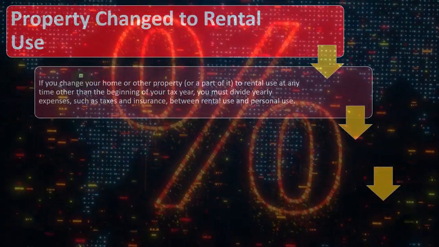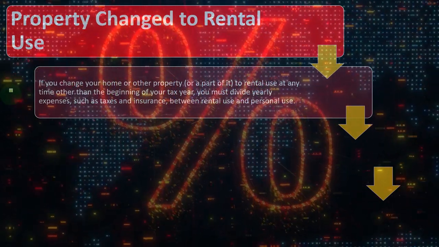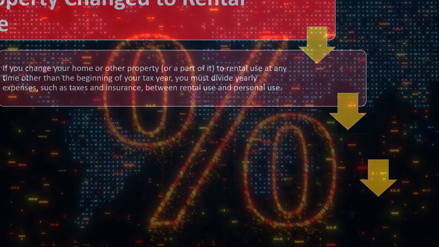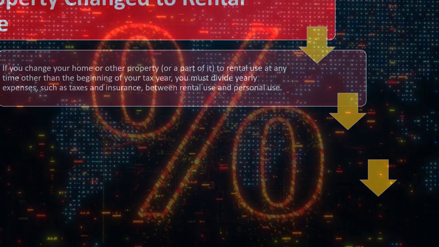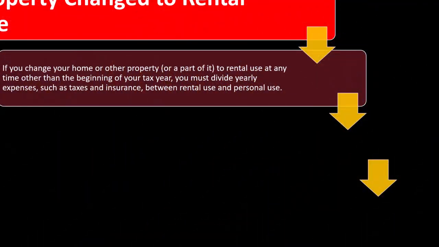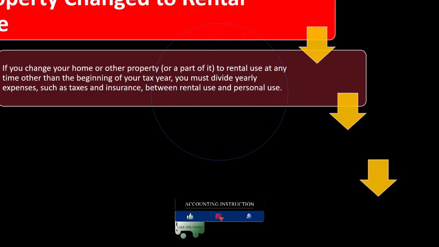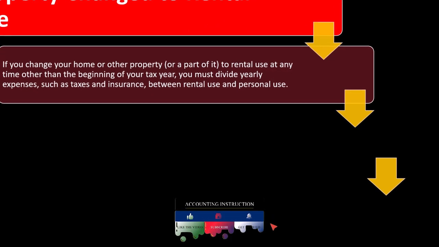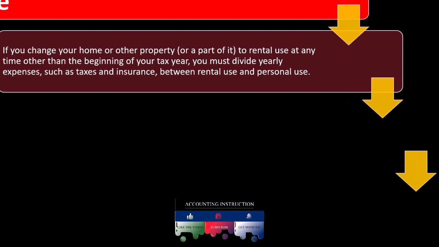All right, next situation. We've got property that's changed to rental use. So possibly it was personal in use, and then we changed it to rental use. The issue there often becomes around the basis or the cost of the property, because you bought it some time ago at fair market value, but now when you change it to rental use, the fair market value could have changed, and you've got to deal with that depreciation situation again.